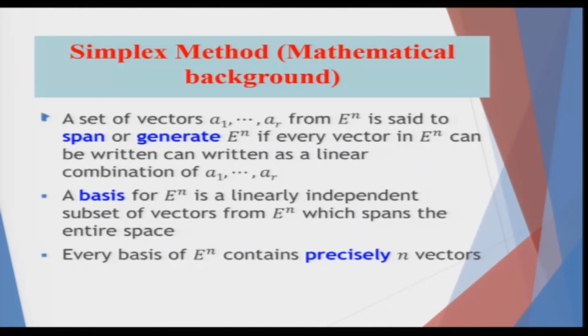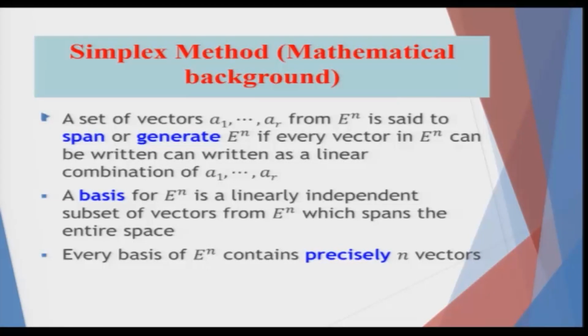Now, having said the span or the generation means you can generate the whole space, the whole set of vectors which are there. So, these are the minimum tools based on which you can generate all the vectors. A basis of dimension E n is a linearly independent subset of vectors from E n which spans the entire space. So, the vectors which you are going to take, if they are able to span all the vectors of the overall space of E n, that would be known as the basis. The simple unitary element building blocks which can be utilized to build up all the other sets of vectors, that is the minimum one.